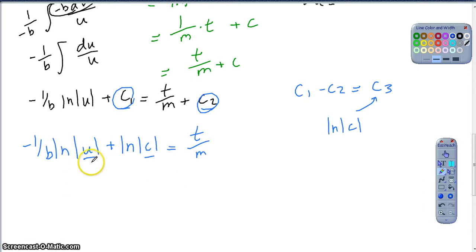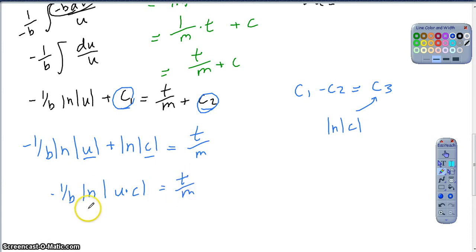My ln properties say that if I have ln of a function plus ln of a function, it's really the same as ln of some constant, whatever that constant is, times my u. I just reordered those for no particular reason, but I'm just taking u times c. So it would be easier to do that as ln of u times c, I'm just bringing these two together inside that ln function. I still have my negative 1 over b out front, and I still have it equal to t over m.